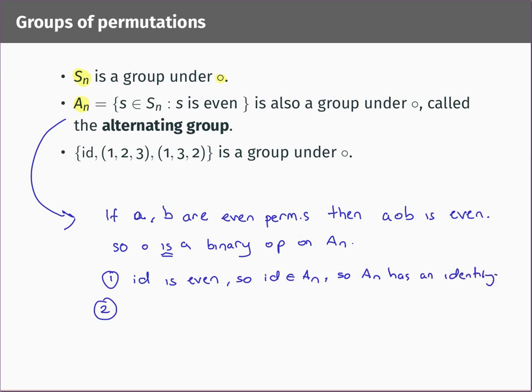Next, we need to show that the inverses axiom holds. So we must show that for every element of AN, there is an inverse under composition for that element in AN.